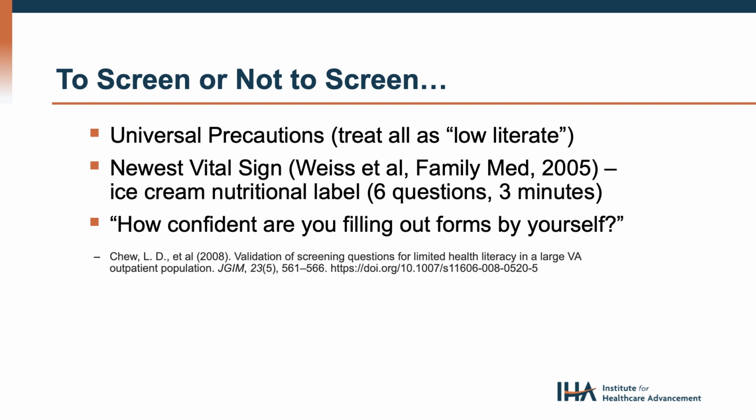If you do decide that you want to screen, 2 of the tools that are available, one's called the NVS, Newest Vital Sign, not so new anymore. Barry Weiss and colleagues developed this. Essentially, it's an ice cream nutrition facts label, and there are 6 questions that take about 3 minutes. You can get an assessment of where somebody's literacy skills are after that. Or Lisa Chu and colleagues, who had a series of 3 questions, and this one tended to test the best. If you ask somebody, how confident are you filling out forms by yourself? That tends to correlate pretty highly with where their literacy levels are at.